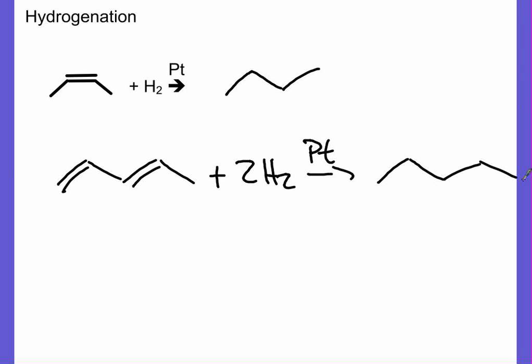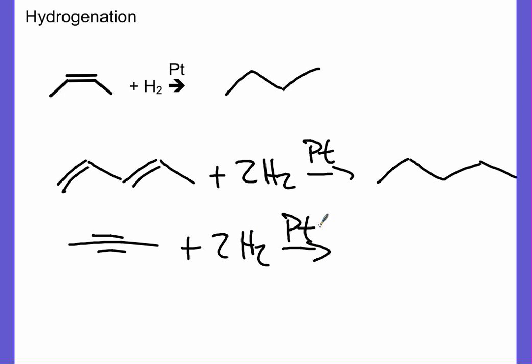Alright, it also works for alkynes. If I had a triple bond in there, as long as I have 2 hydrogens to add across both of those extra bonds, I should be able to turn this alkyne into an alkane with 4 carbons in it. So, fairly simple, just an easy jumping point.